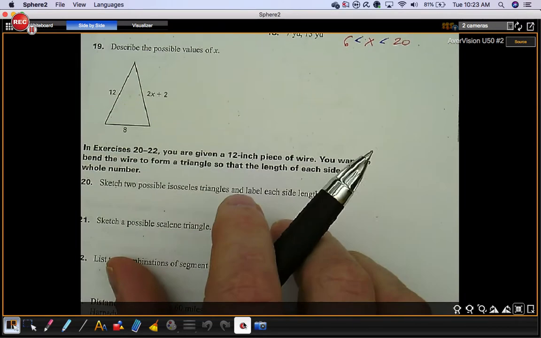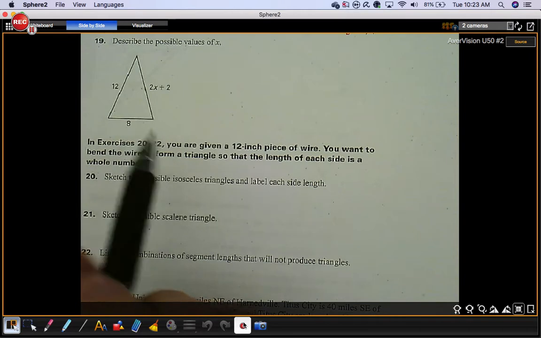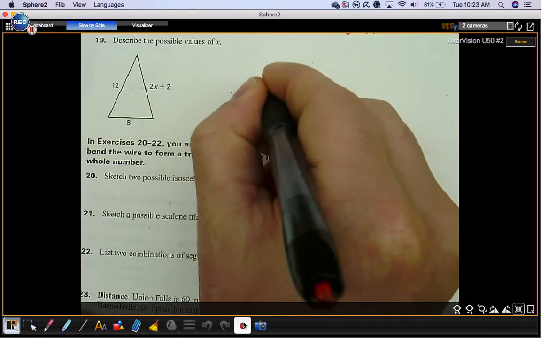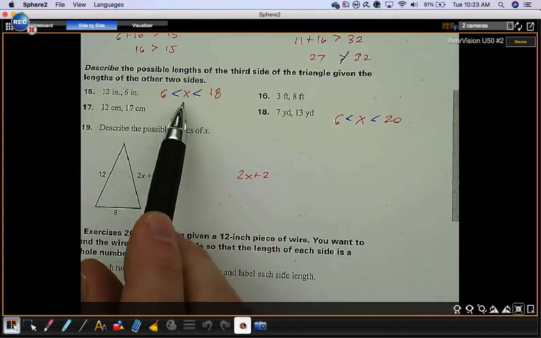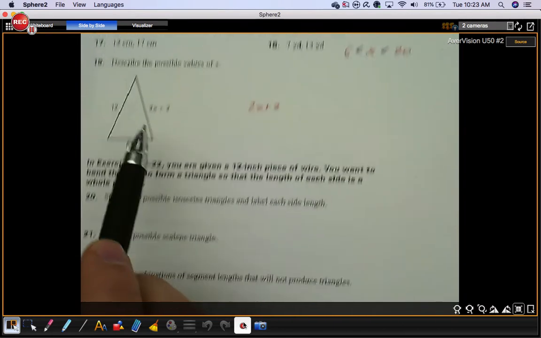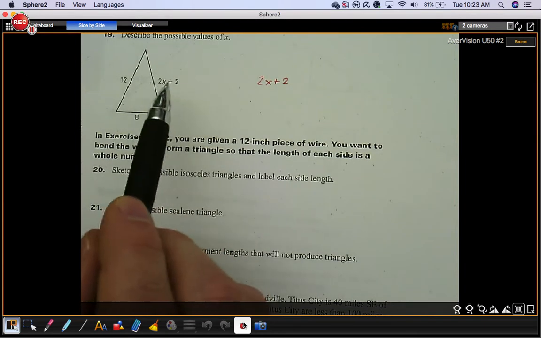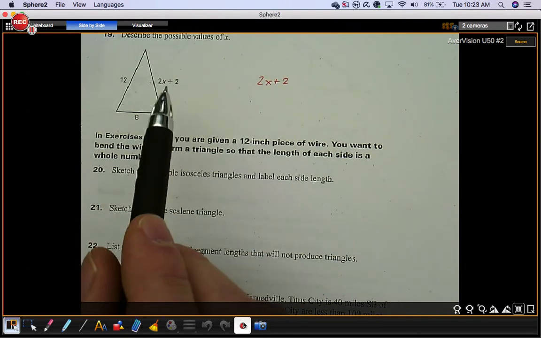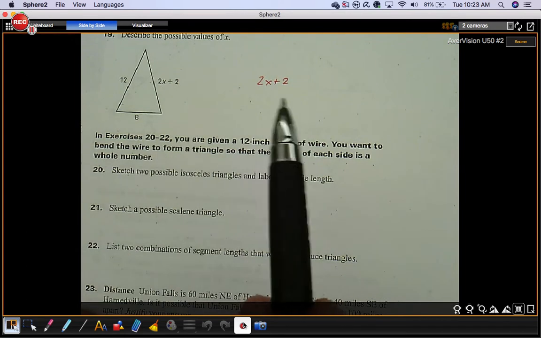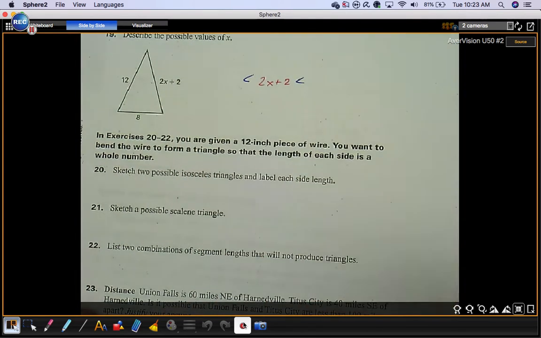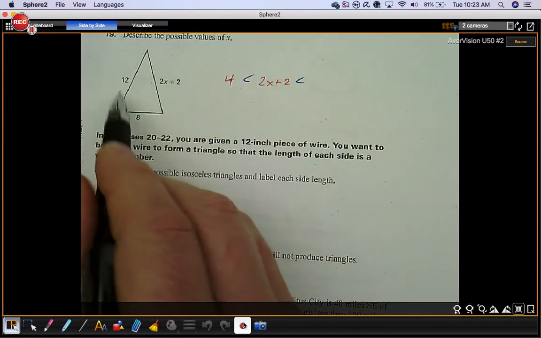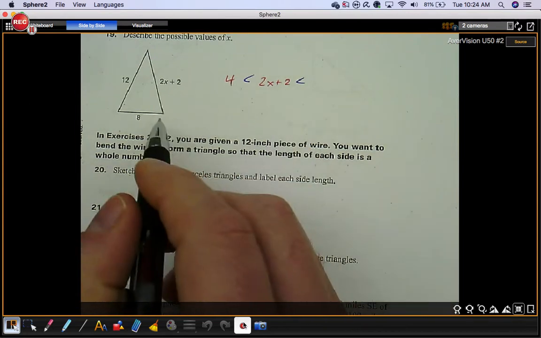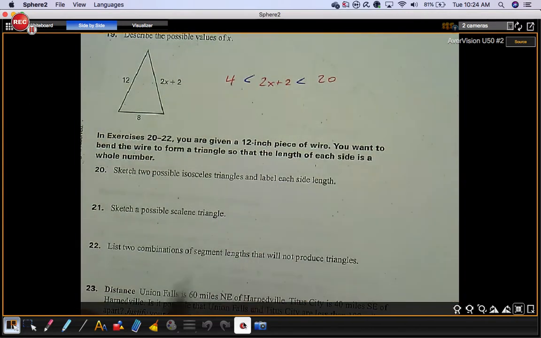Number 19, describe the possible values of x. Up here we called our third side that we didn't know x. Over here it's basically the same thing. You could call it y if you want to, but they're telling you that's the same thing as 2x plus 2. Okay, so what that means is 2x plus 2 must be bigger than 4. That's those two subtracted, and it's got to be less than these two added, 20.